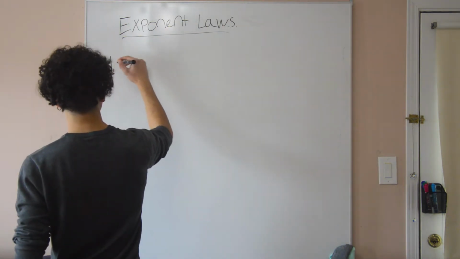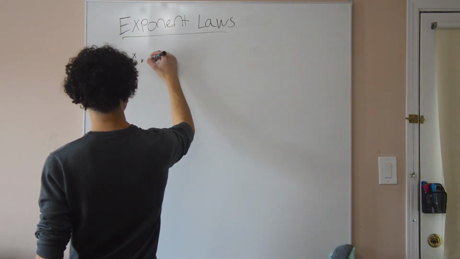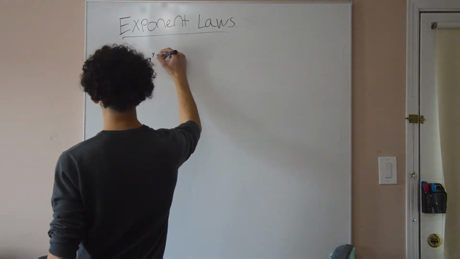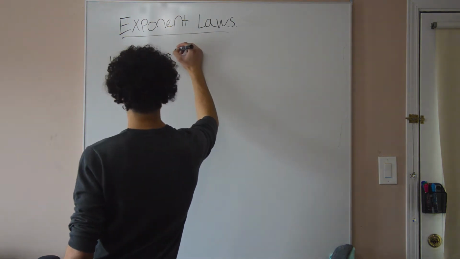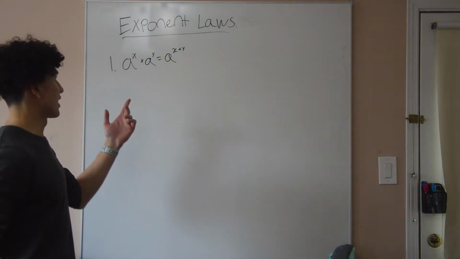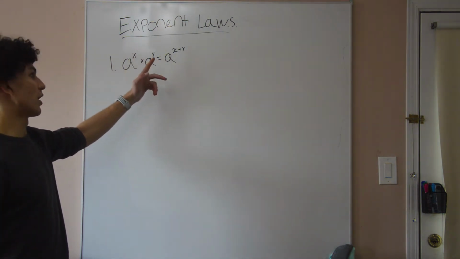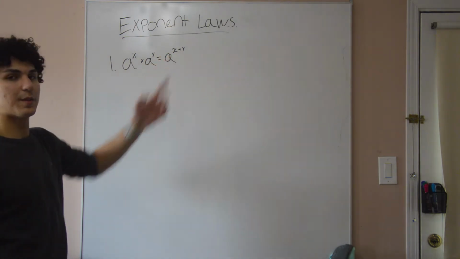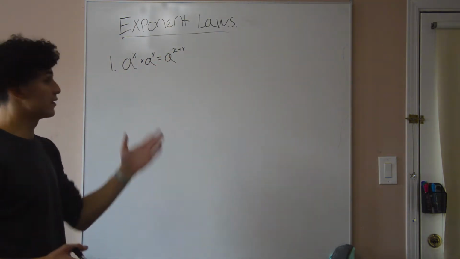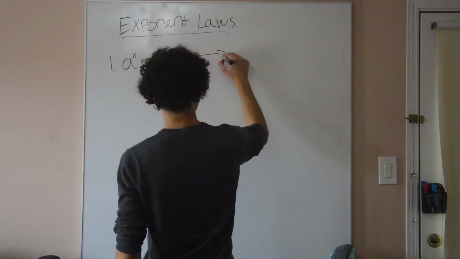The first one is when we multiply exponents with the same base, we add the exponents. So in this example, it's algebra: a to the power of x times a to the power of y is equal to a to the power of x plus y. And this can very easily be proven. So let's make it into an example.